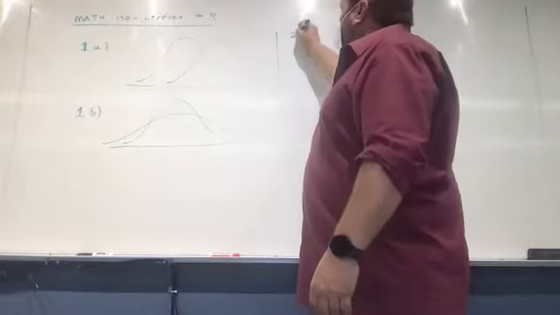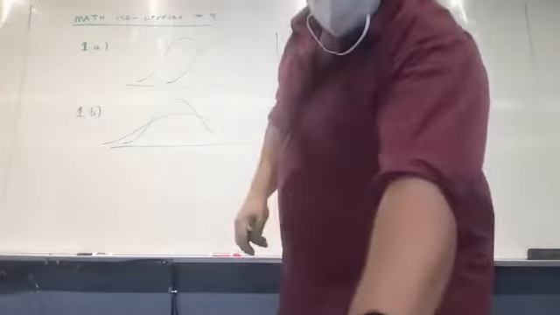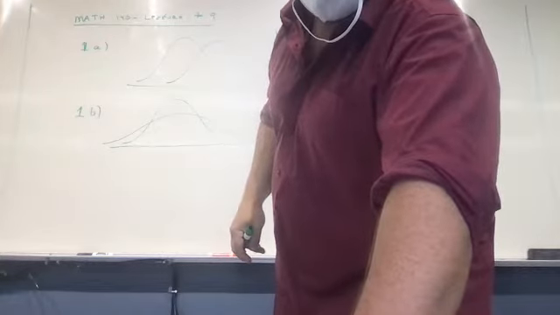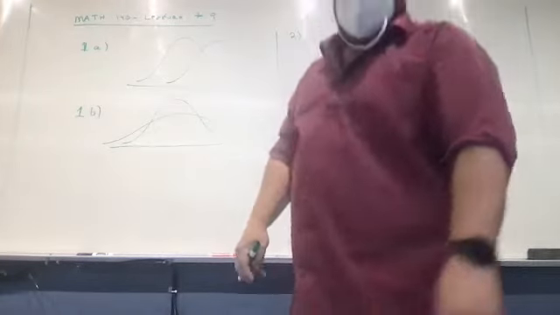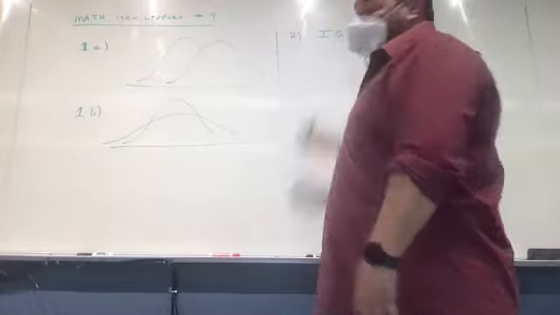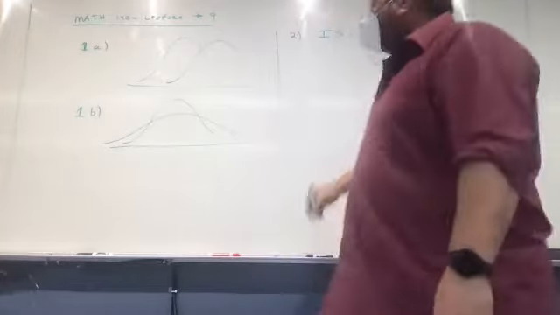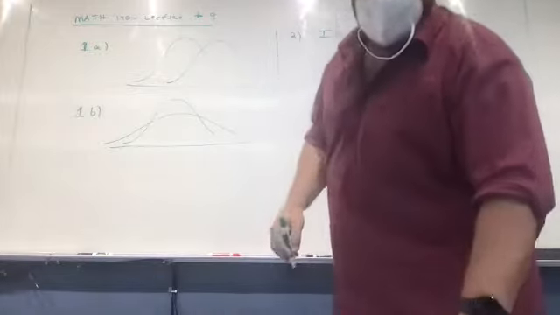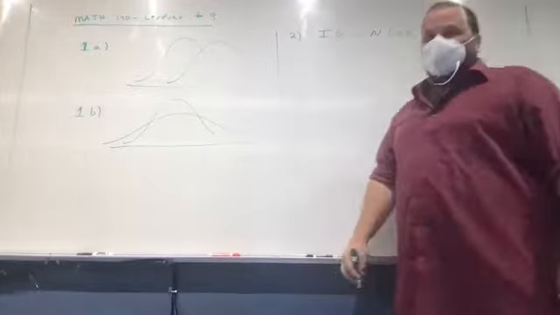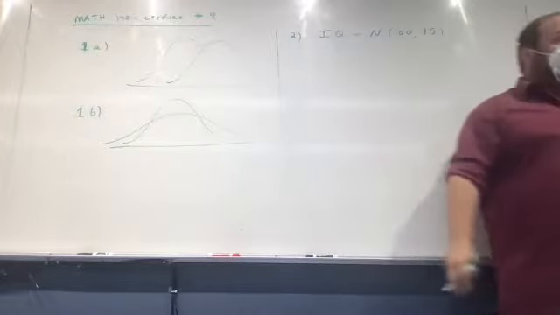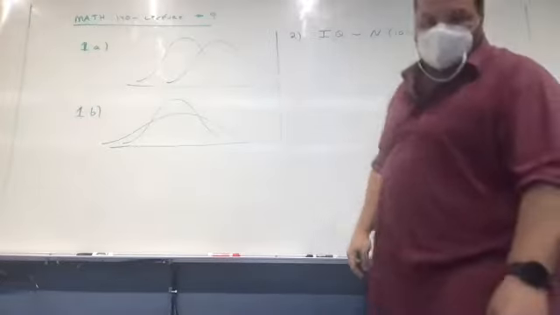Question 2. A famous test of human intelligence is the Wechsler IQ test. The IQ scores follow a normal curve with mean 100 and SD 15. What does SD stand for? Standard deviation.